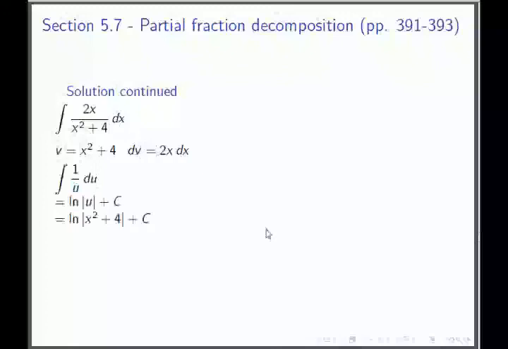And I want to remark that since x squared plus 4 is always at least equal to 4 or greater, it's always certainly positive, and so these absolute value signs aren't necessary. I can just use parentheses.